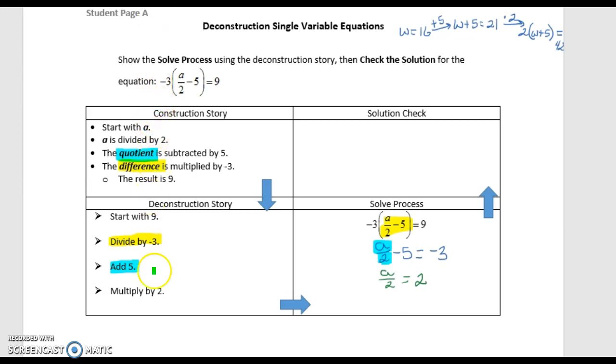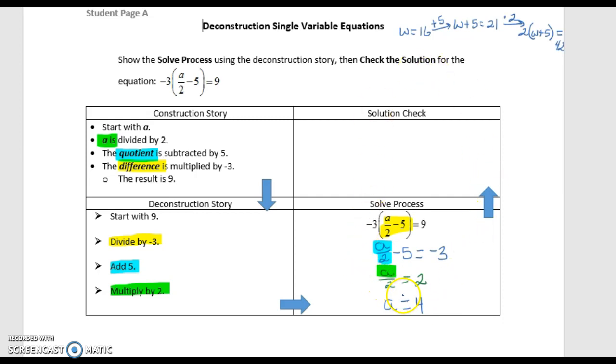Now we know also that when you multiply by 2, that's the opposite of dividing by 2, so I'm left with a. And a sits right here, so I know that a, when I multiply by 2, was worth originally 4.